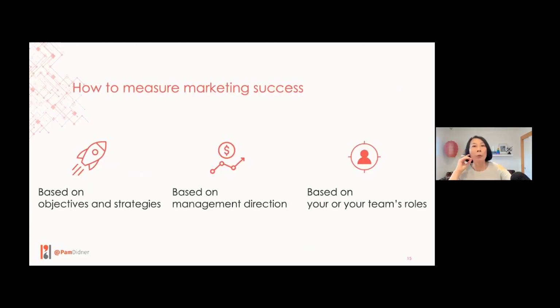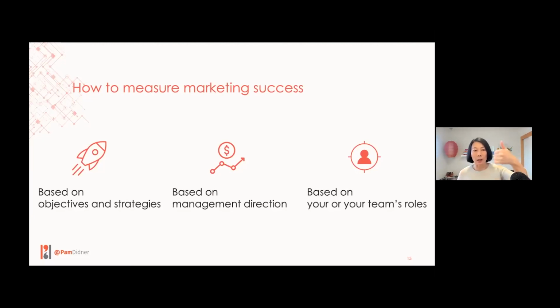So how to measure marketing success? The marketing success, from my perspective, can be measured based on the objectives and strategies that you set, can be measured based on the management direction, and can also be measured based on your or your team's roles and responsibilities. Does that make sense?